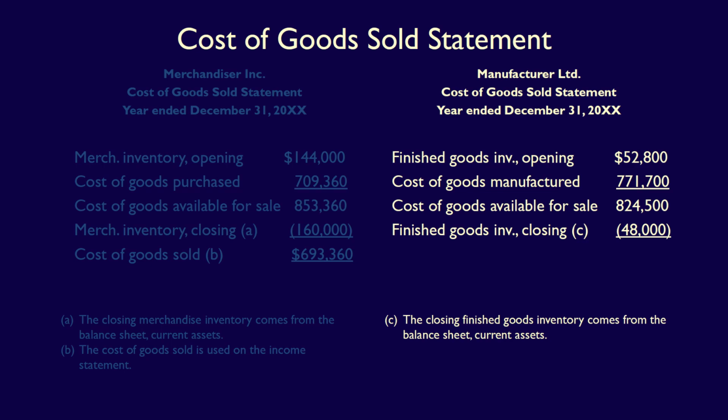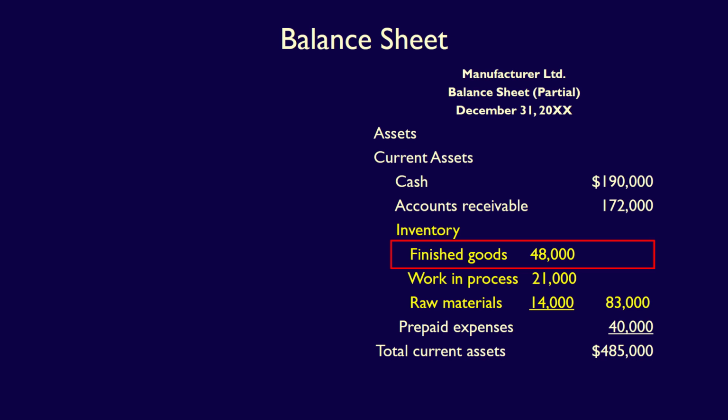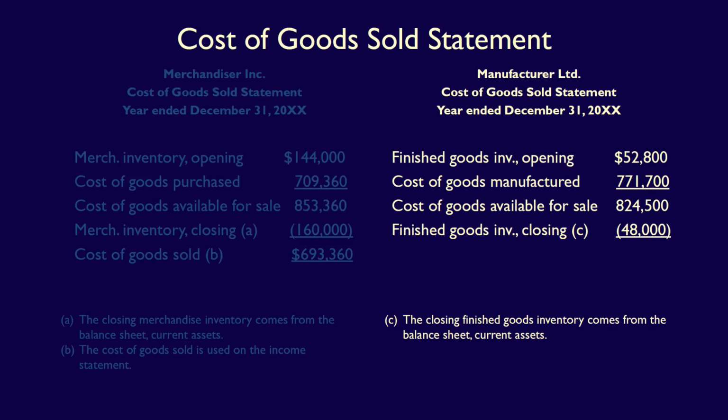But wait a second, where did we get this value? Similar to the merchandiser, we got it from the current assets section of the manufacturer's balance sheet. This is the finished goods inventory which is, as yet, unsold, sitting on the shelf at the end of the period. We then take that finished goods ending inventory of $48,000 and we deduct it from the total inventory that was available for sale throughout the period.